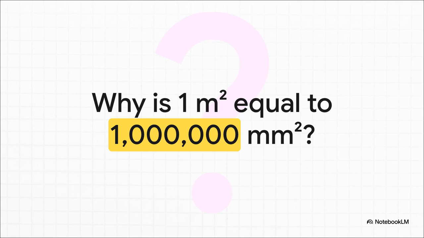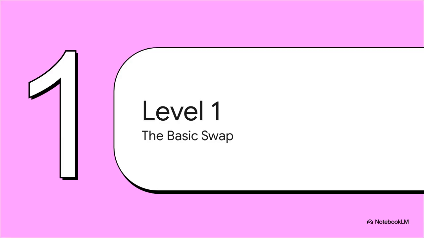Okay, we all know a meter is 1,000 millimeters. So, why isn't a square meter 1,000 square millimeters? It feels like it should be, right? Well, the answer isn't just about the numbers. It's about what those numbers are actually representing. So, to solve that puzzle, we've got to go back to basics.